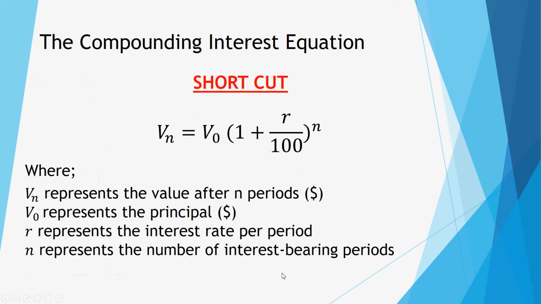Here's a shortcut for our equation, which tells us we can predict the value of our investment at any number of years down the track if we know our initial value or our principal, the interest rate per annum, and the number of years it's being invested in.